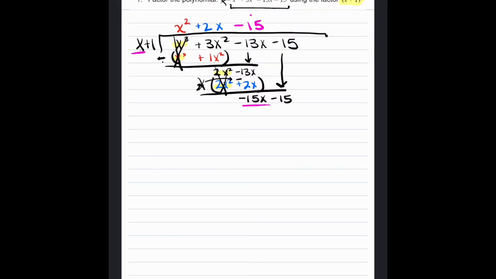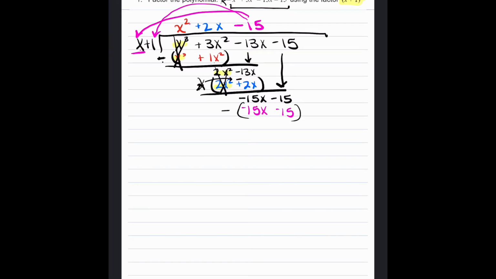Okay, so then I'm multiplying this through. Negative 15 times x becomes negative 15x. And again, these match. Negative 15 times positive 1 becomes negative 15. I'm going to go ahead and subtract all of these out.